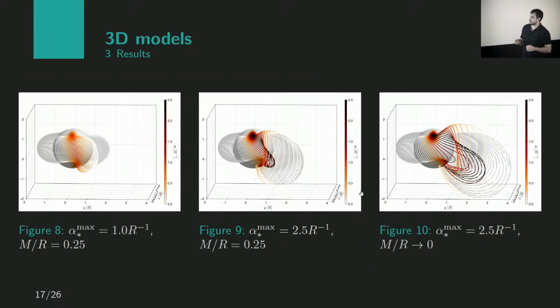Here are some examples. This is a compact star with a small twist. This is a compact star with a high twist. And this is the same twist as this model, but in the Newtonian case. So you can see that there are some differences. The twist is more confined. The inflation of the magnetosphere due to the toroidal pressure is less in the relativistic case than in the Newtonian case. So there is some effect, even visually, from the relativistic corrections.